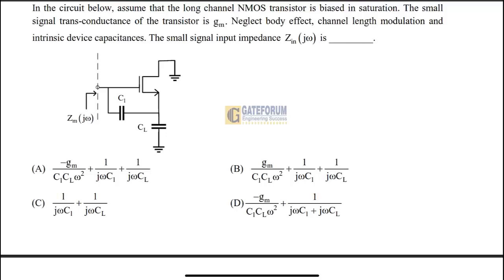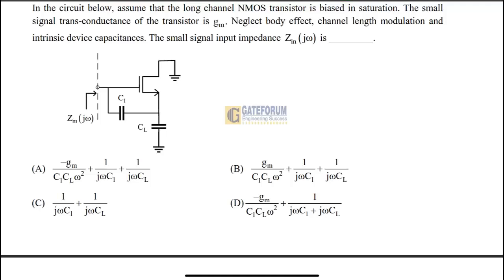So this is the question they asked in GATE 2024 for the EC branch, and it is taken from analog circuits. Here is the figure it has given. Corresponding to that, we have to find out Z in, and the options are given as A, B, C, D.